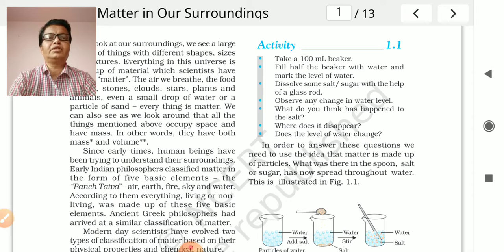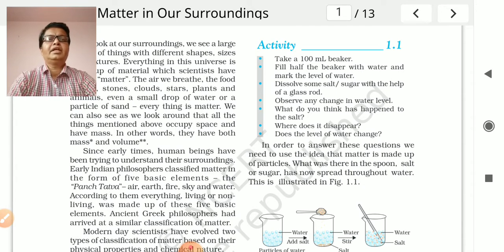Is there an increase or decrease in the level of water, or any change? And where does it disappear? Suppose sugar and salt are added into the water, it will disappear. Where does it disappear? Does the level of the water change? The water level, does it decrease, increase, or remain the same as it is?